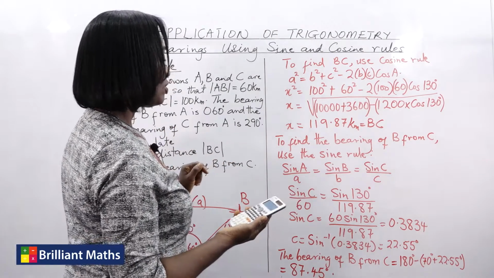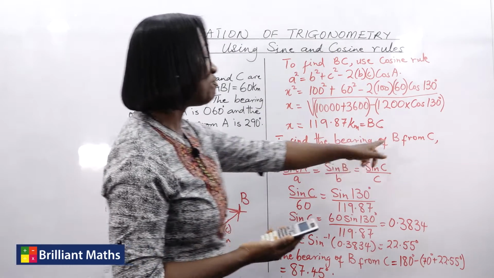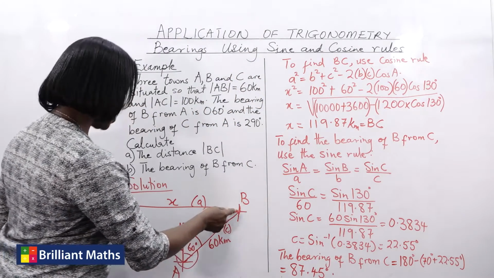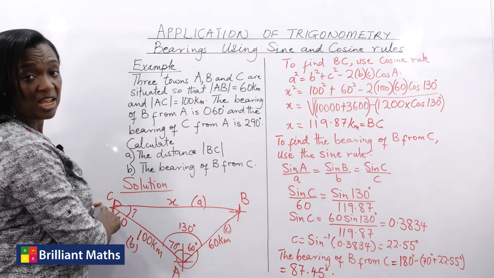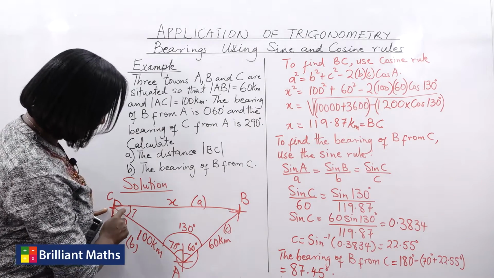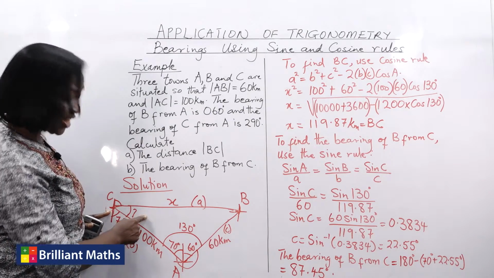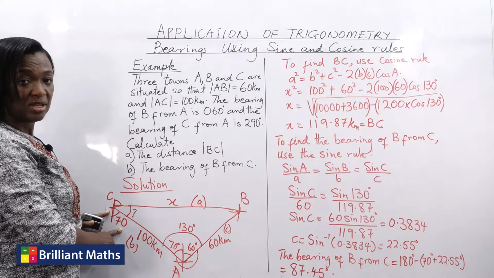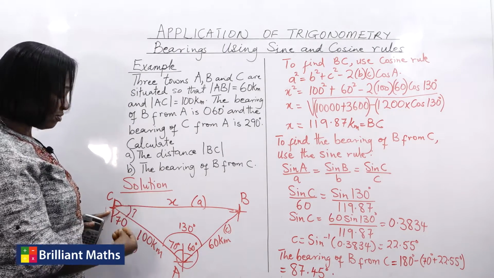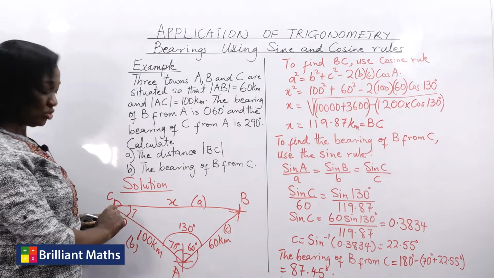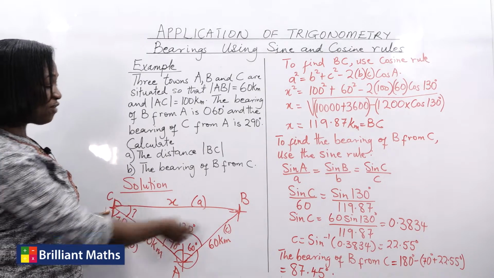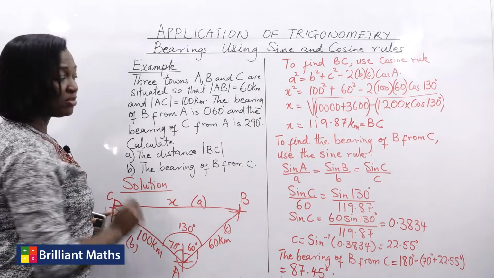So next, we are supposed to find the bearing of B from C. So to find the bearing of B from C, we need to find this angle. We'll find that angle and then add it to 70 degrees. Then subtract that sum from 180 to give us that little turn there, the bearing of B from C.